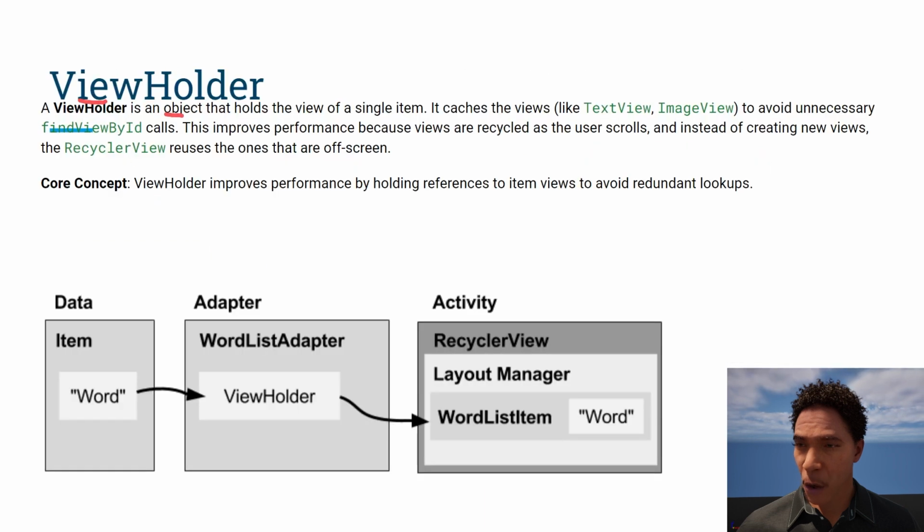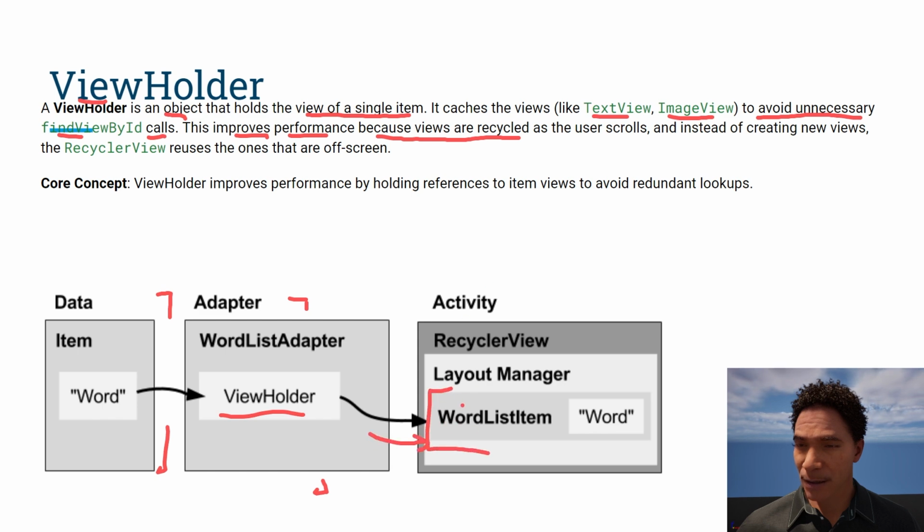View holder. A view holder is an object that holds the view of a single item. It caches views like text view and image view to avoid unnecessary findViewById calls. This improves performance because views are recycled. So here you have an example. You have the data that is passed to the adapter, and the adapter will use the view holder to inflate and create an item, inflating in the layout manager using the RecyclerView.